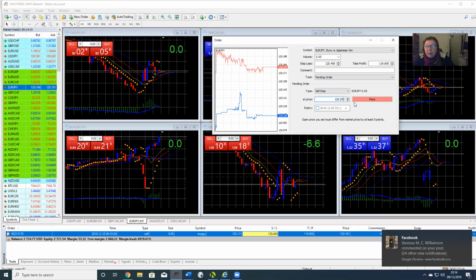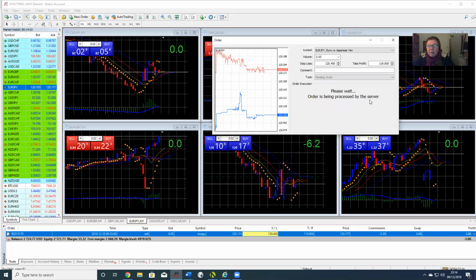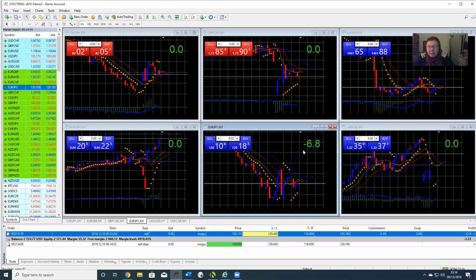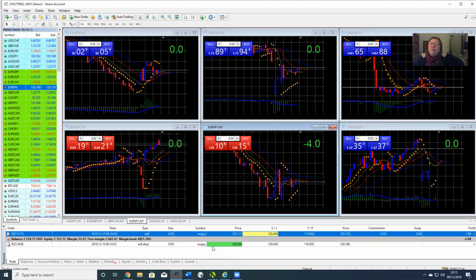120.05. Now that means if it never reaches that price, say it shot right back up as a buy, you would never get in the trade, you'd never lose anything, and you'd never be liable. So I'm just going to place that and see. Now you'll see that nothing has appeared on the screen, and that's because price has not hit that point yet. So it's got it down here as a sell stop, Euro JPY, lot size of 0.05. That means you're risking 5 cents for every pip.